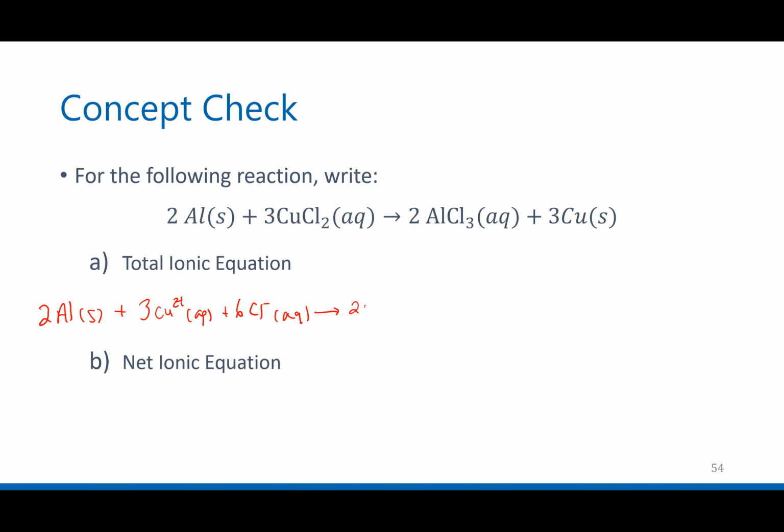Then I get 2 aluminum 3 pluses, another 6 chlorines. So I notice that there's 6 chlorines on both sides. So that to me looks like a spectator ion. And then my 3 copper solids. Okay, so step number 1 is to split aqueous solutions into ions.